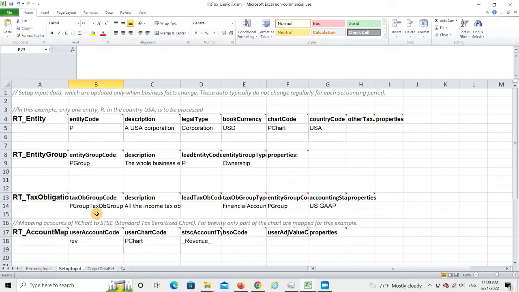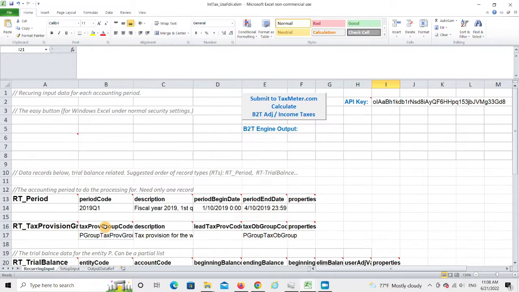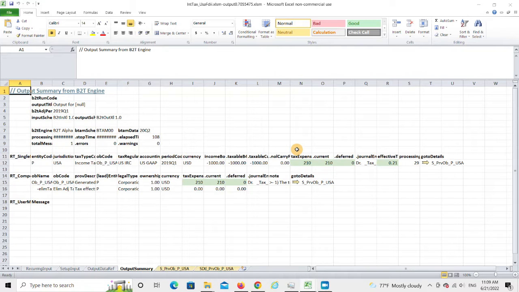So let's take a look at, in the simplest situation, what the engine would do. We go into the recurrence sheet, which has that easy button, and we're going to submit it to the engine for the calculation. So the engine is starting up. It may take a few seconds to warm up. It's done. So let's go to the output file. So here's the output file.